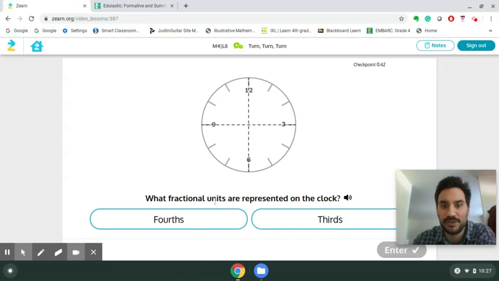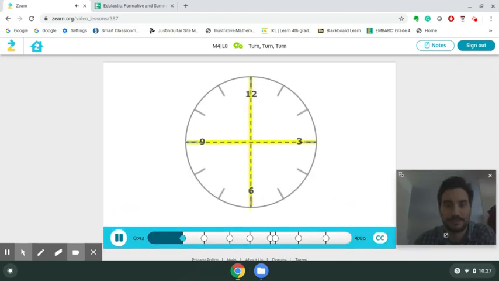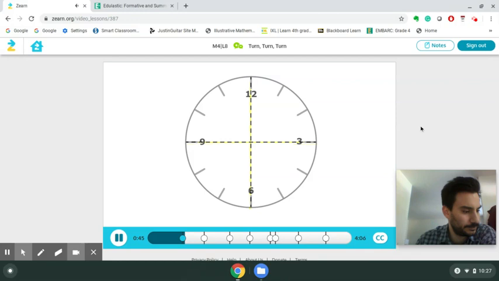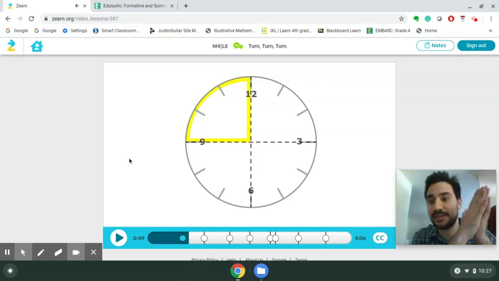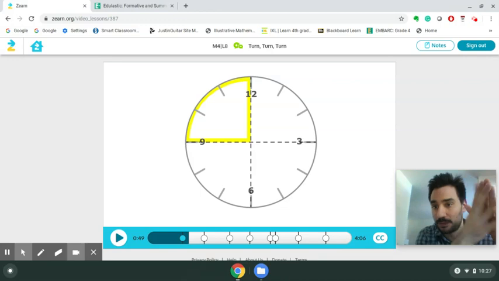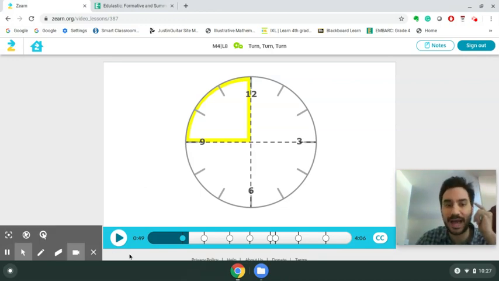All right, what fractional units are represented in the clock? Okay, we can see how many units we have here. Boom, boom, boom, boom. How many? If you said 4, you are correct. We have fourths. Good work. These 2 perpendicular line segments have created fourths. 1, 2, 3, 4. Again, my friends, you are watching these videos. They're pretty short, 30 seconds to a minute long between each of our problem sets. These are essential to make sure you are firming that knowledge.